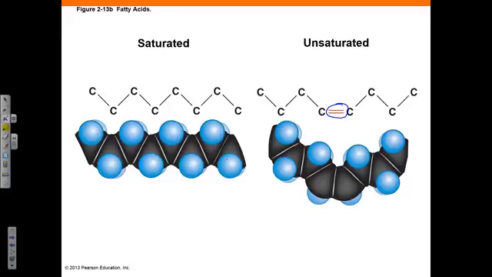If any double bond is present in the carbon backbone, then the fatty acid is known as unsaturated. If only one double bond is present, it is known as monounsaturated. If more than one double bond is present in the carbon backbone, it is known as polyunsaturated. Examples and sources of unsaturated fatty acids include vegetable oils.